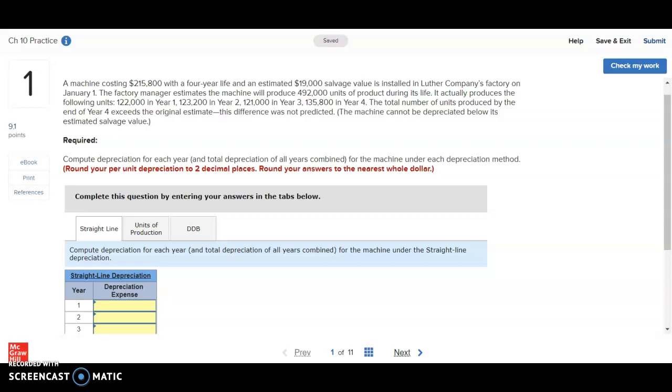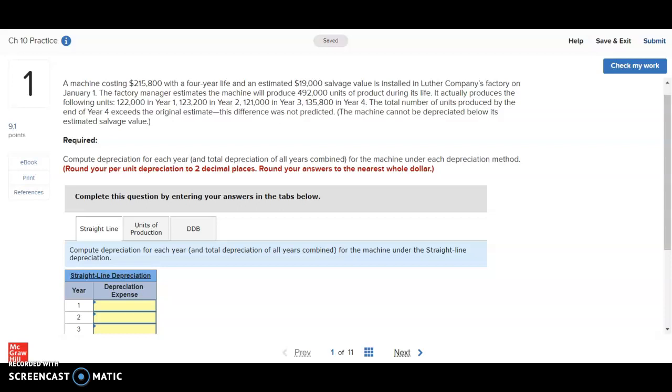It says a machine costing $215,800 with a 4-year life and an estimated $19,000 salvage value is installed in Luther Company's factory on January 1st. The factory manager estimates the machine will produce 492,000 units of product during its life. It actually produces the following units: 122,000 in year 1, 123,200 in year 2, 121,000 in year 3, and 135,800 in year 4. The total number of units produced by the end of year 4 exceeds the original estimate. This difference was not predicted.